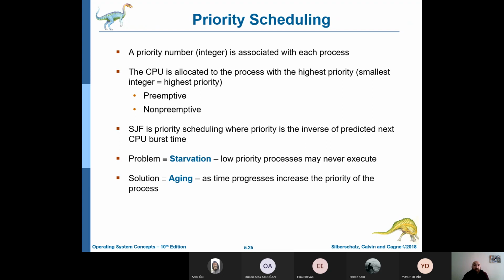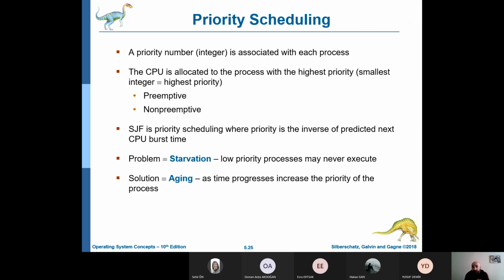Priority scheduling can be, again, preemptive or non-preemptive. When a process arrives at the ready queue, its priority is compared with the priority of the currently running process. A preemptive priority scheduling algorithm will preempt the CPU if the priority of the newly arrived process is higher than the priority of the currently running process. A non-preemptive priority scheduling algorithm will simply put the new process at the head of the ready queue.